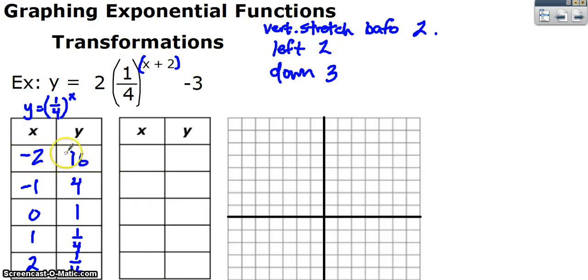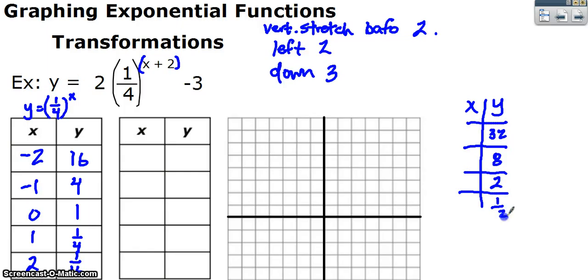Okay, so the vertical stretch is going to multiply the y value. So we need to multiply all of our y values by 2. I'm going to do a little side table over here before I make my final table that I'm going to graph. So multiplying all those by 2, we've got 32, 8, 2, 1/2, since 1/4 times 2 is 1/2, 2 over 4, reducing it. And then 2 over 16 would reduce to 1/8.